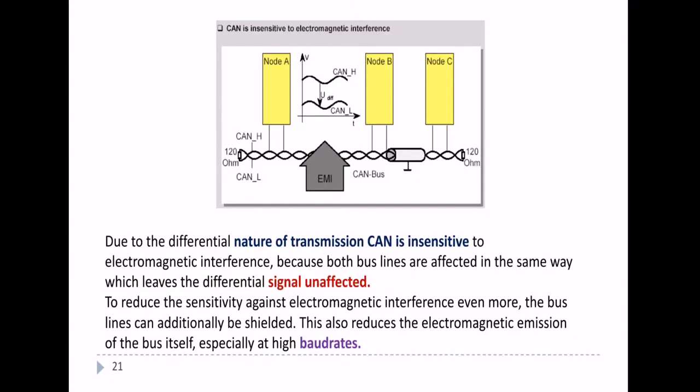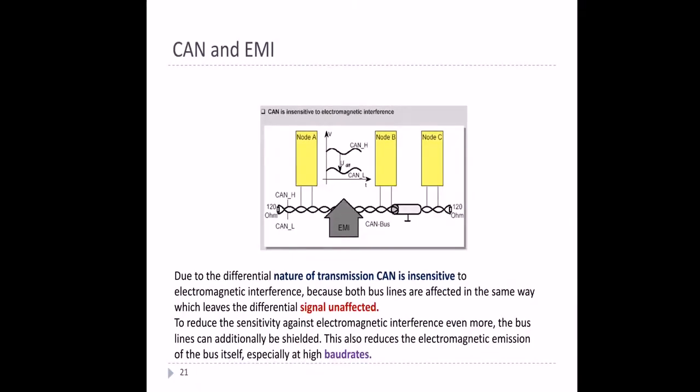So whenever data is transmitted at a high baud rate, shielding helps against EMI, that is electromagnetic interference, as well as electromagnetic emission. This is how CAN and EMI relate. In simple terms, a CAN twisted pair will always be affected by EMI. To avoid this EMI, we use shielded wire.